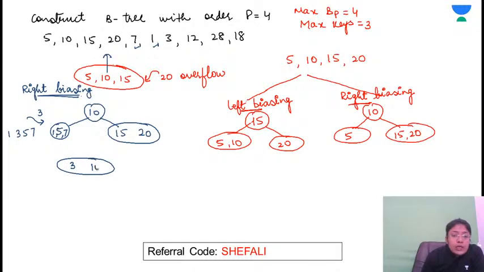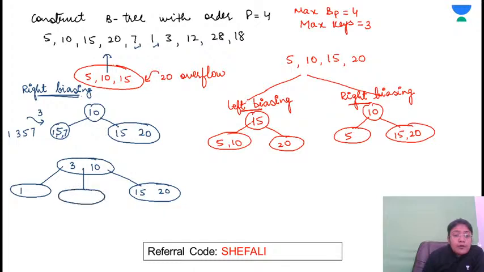Now 3 is going up. Here we have 10. And there is a block pointer, there is a block pointer, there is a block pointer. There is no change in the structure. On the left of 3 we just have 1, and on the right of 3 we have 5 and 7.